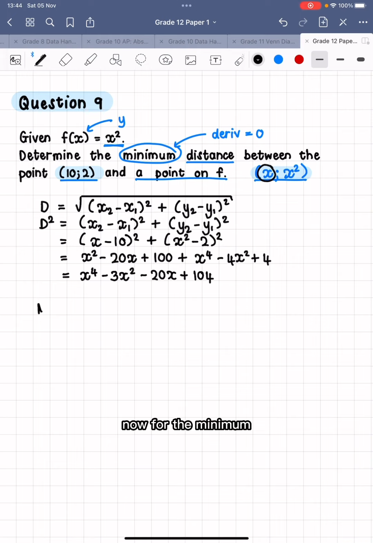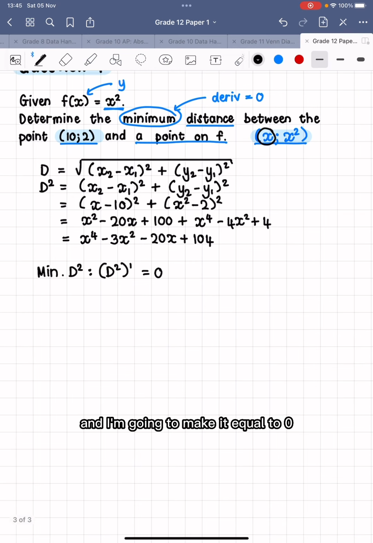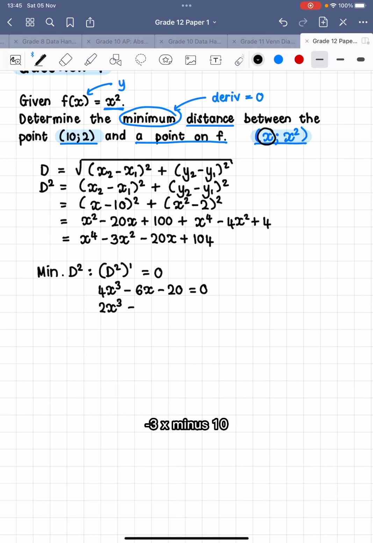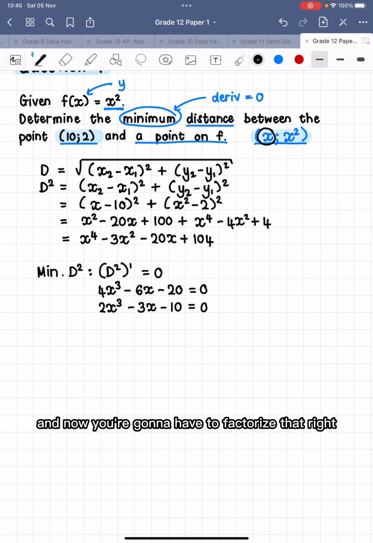Now for the minimum distance squared, I'm going to take the derivative of that and make it equal to 0. Then I'm going to get 4x cubed minus 6x minus 20 equal to 0. And now I'm going to solve for x here. We can divide through by 2, so I get 2x cubed minus 3x minus 10 equals 0, and now you're going to have to factorize that.